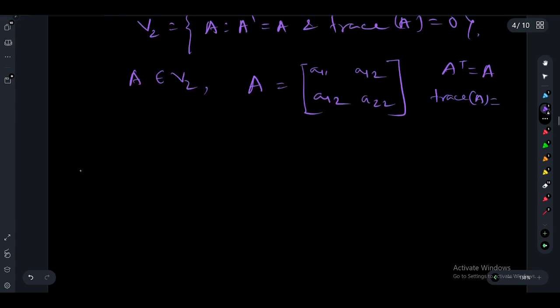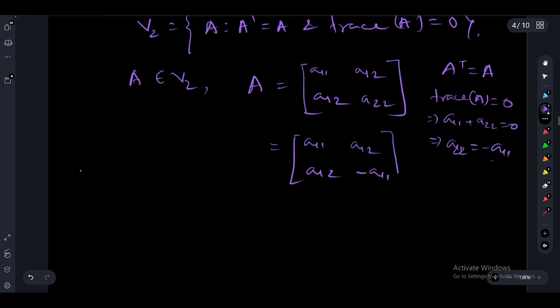It is also given that trace A equals 0. What is the trace of a matrix? The trace of a matrix is the summation of the diagonal elements. So in this case, we can write A11 plus A22 equals 0. That implies A22 equals minus A11. So we can replace A22 by minus A11 in the first matrix. In that case, we have A11, A12, A12, minus A11. This is our matrix. This is a general element of the vector space V.